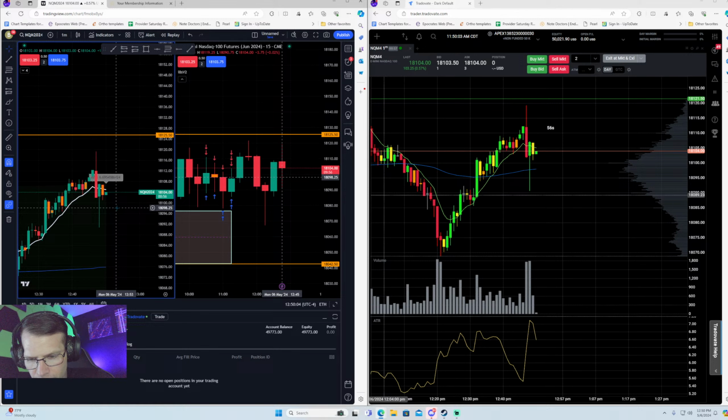Why is it $30? Because the ATR right here is about 15 and I multiply it by 2 because I use 2 ATR, which gives me $30, which is shown right here. So that's all I have for you guys on how I actually use the ATR in setting my stop loss.